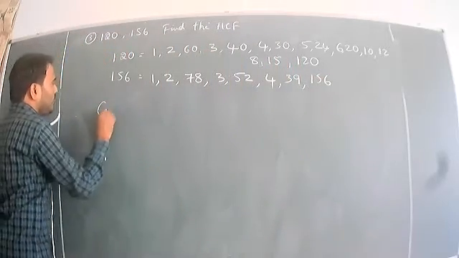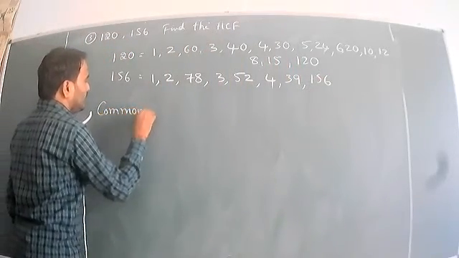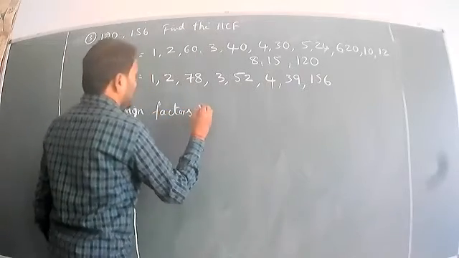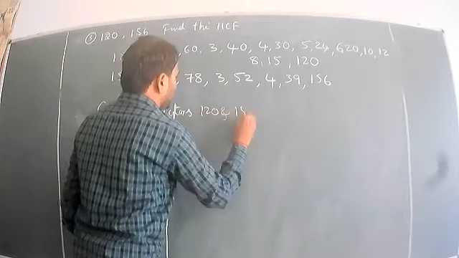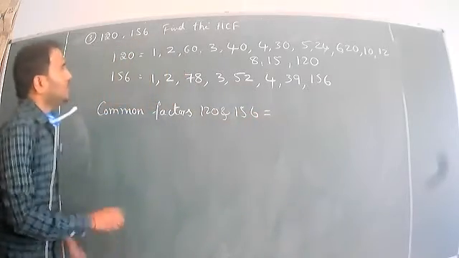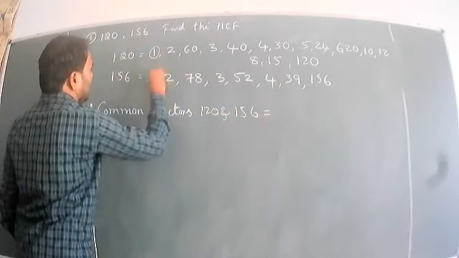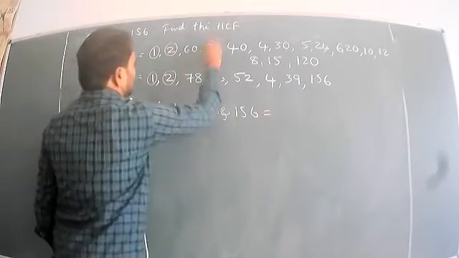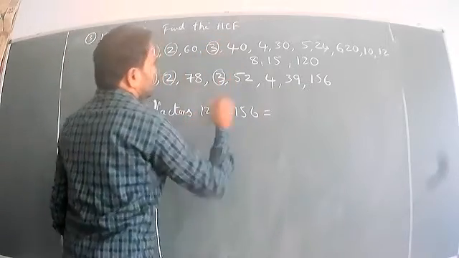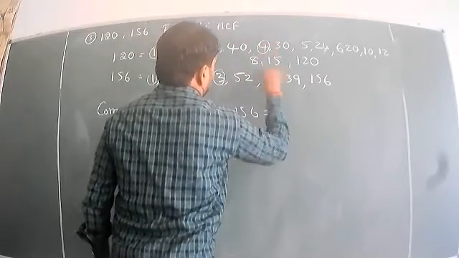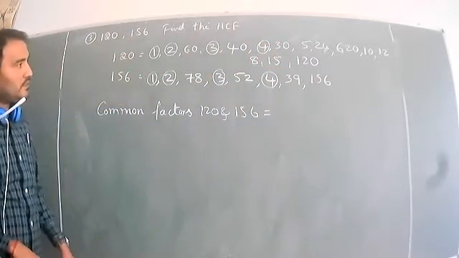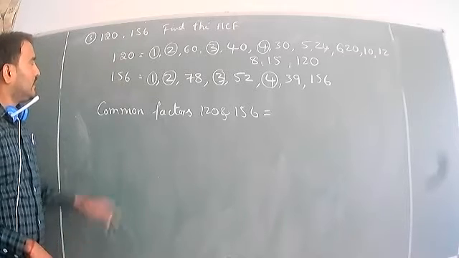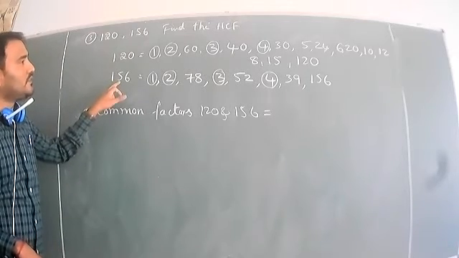Okay, write the common factors. The common factors must be in both. Common factors of 120 and 156: which are the common factors? So here 1, here 1. 2, 2. Next 3, 3. Next 4, 4. Next 6.